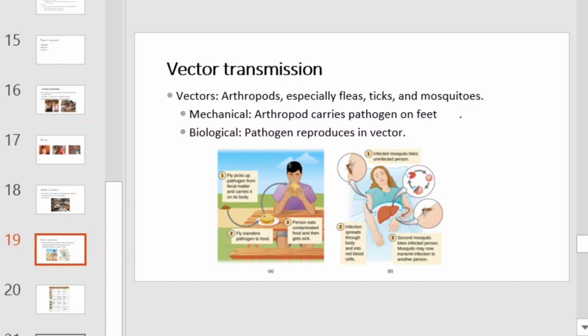Vector transmission. Vector transmission involves arthropods, especially fleas, ticks, and mosquitoes. These organisms can, through mechanical or biological means, spread disease-causing organisms. Mechanical transmission can be accomplished through arthropods who carry pathogens on their feet, while biological transmission can be accomplished as the pathogen might reproduce in the vector and then be spread through a bite.